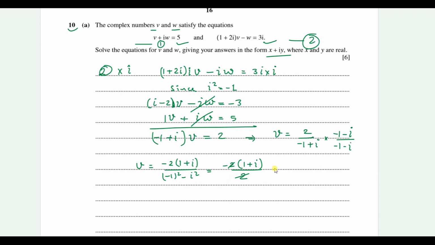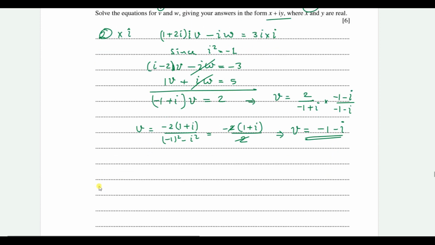So the answer for the value of V is equal to minus 1 minus iota. I hope it is clear. Now let's find the value of W. So I'll scroll it up.